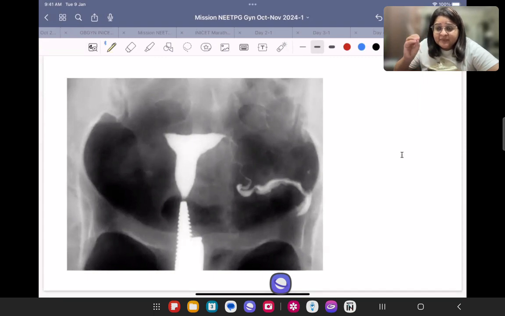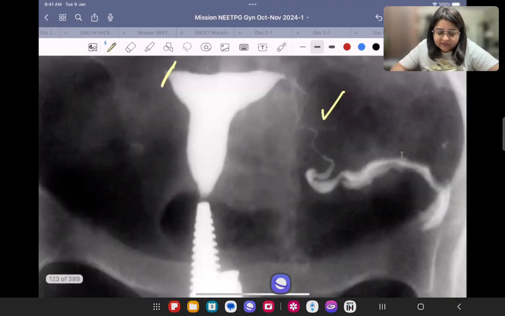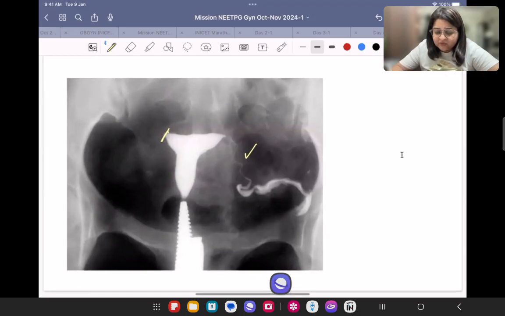Now look at this picture, different HSG images you should be able to interpret. Spasm happens because of pain. If the patient has pain, the tubes go into spasm by themselves. This is a unilateral, correct? This is a one-sided cornual block. Usually if tubal spasm is there, you will have a bilateral block. So a unilateral block can't be because of spasm. This is one tube completely open, one tube with a cornual block. But we know at least one tube is patent, right?